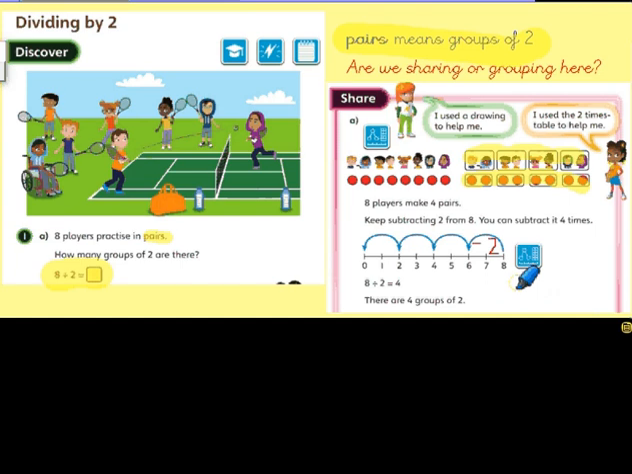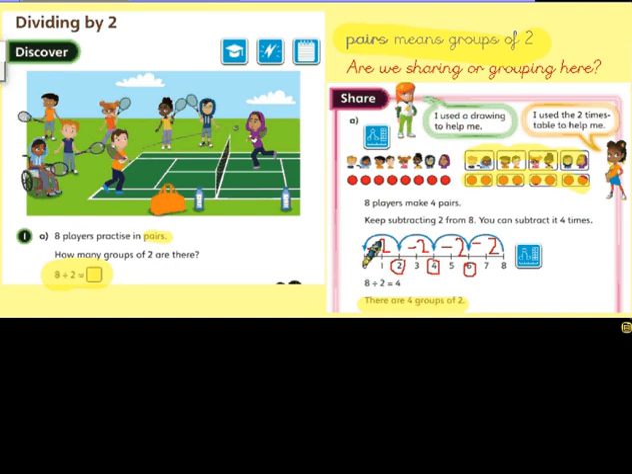They've also shown how you could do it on a number line. 8 players make 4 pairs. Keep subtracting 2 from 8. How many times can you subtract 2 from 8? 4 times. So there are 4 groups of 2. For this I would label all my jumps and I'm subtracting 2 each time. So 8 take away 2 is 6. 6 take away 2 is 4. 4 take away 2 is 2. And 2 take away 2 is, of course, 0.